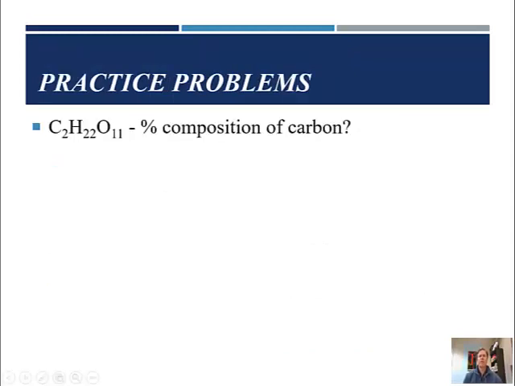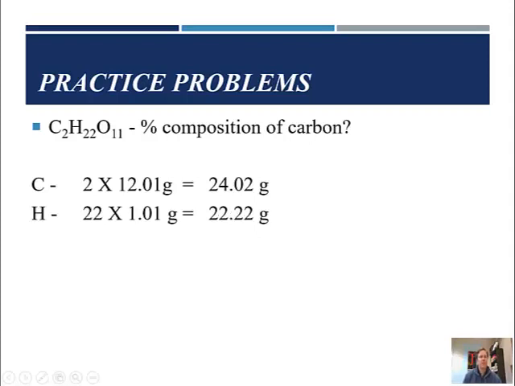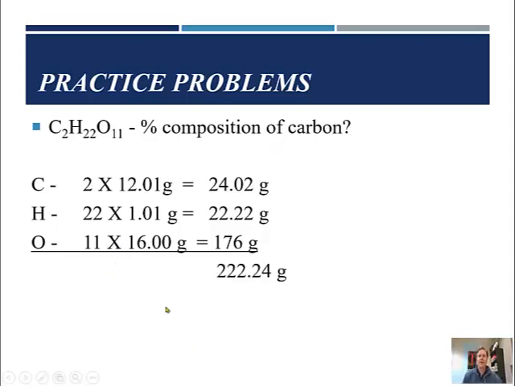Let's try another one. So we have this formula here, C2H22O11, a covalent compound, and it wants to know what's the percent composition of carbon. Once again, this is an easier one because it gives us the formula right away. So we know we have 2 carbons at 12.01 for a total mass of carbon of 24.02. Hydrogen, we have 22 at 1.02, and then oxygens, we have 11 at 16.00. There it is, rounded correctly. Okay, and we add all these up.